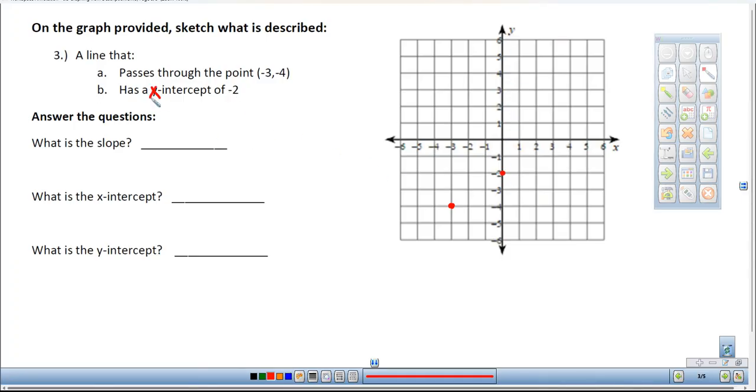If this said x-intercept, it changes the entire line. The line doesn't go here anymore. It goes here. And the line would go like that. So you got to be careful. Just pay attention to what it says.